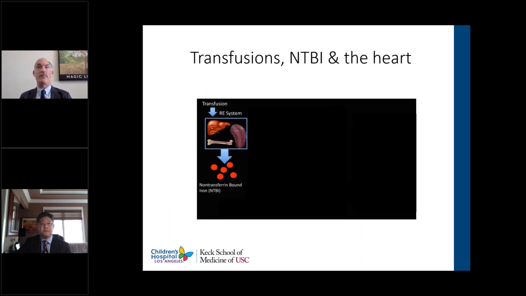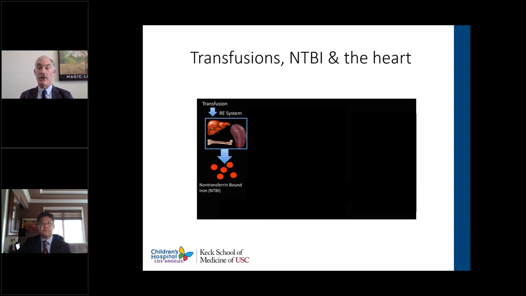Now, what happens to those red blood cells when they've been transfused into the body? Well, they age like all red blood cells, and eventually they're scavenged by the reticuloendothelial macrophages in the spleen and liver, and the iron that's in them is almost 100% recycled into the bloodstream as non-transferrin bound iron. This is a very toxic form of iron.